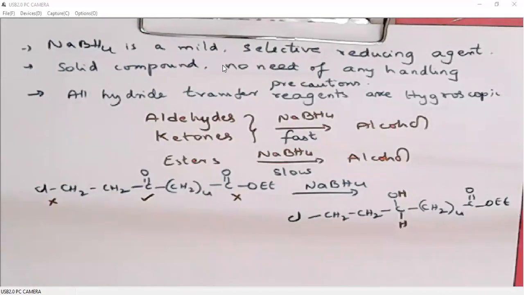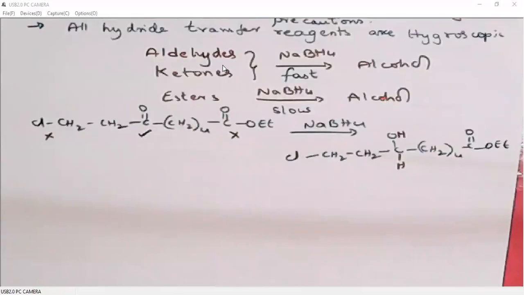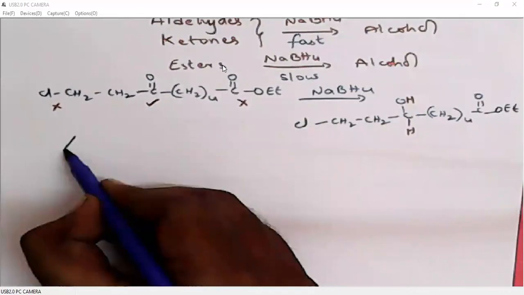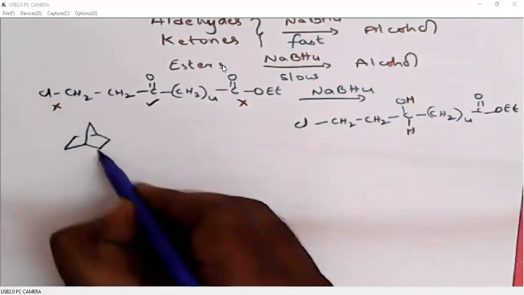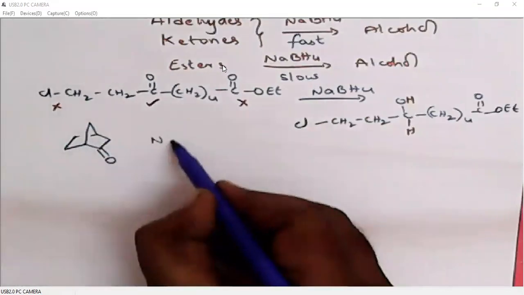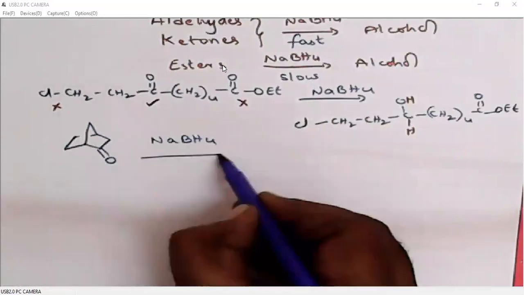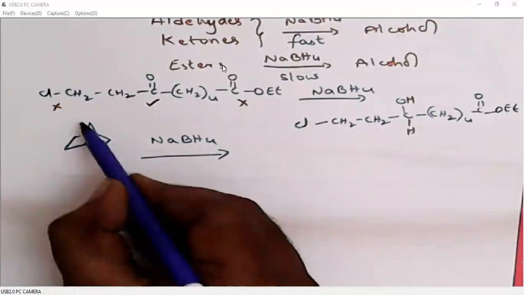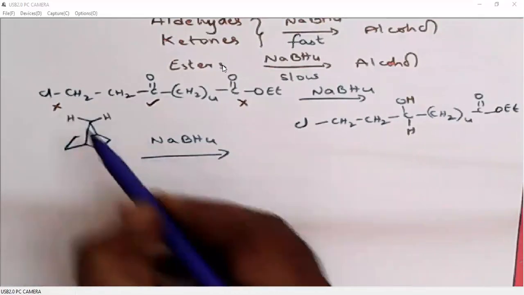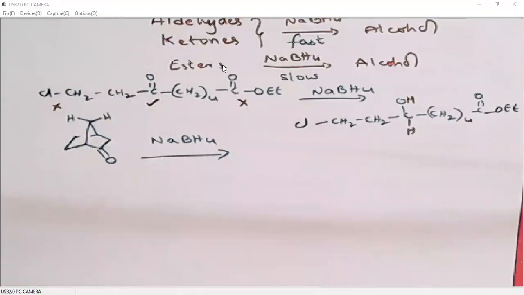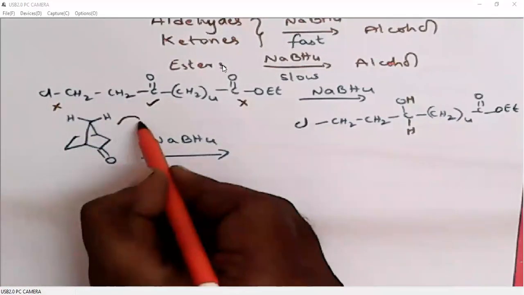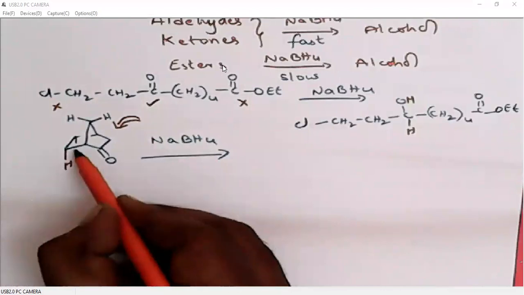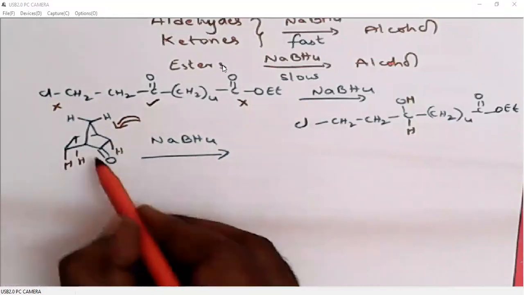Right. Now look at the stereochemical outcomes of sodium borohydride reductions. When we reduce this norbornone with sodium borohydride, as I said earlier, when we look at the stereochemical approach of sodium borohydride, from above the plane there is only one hydrogen which is creating steric crowding. From below the plane, all these hydrogens are there, and because it is a ketone, we will not have hydrogens here.